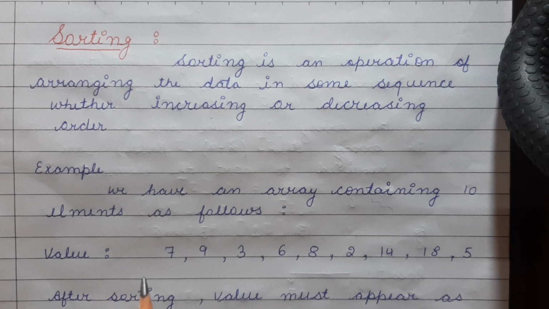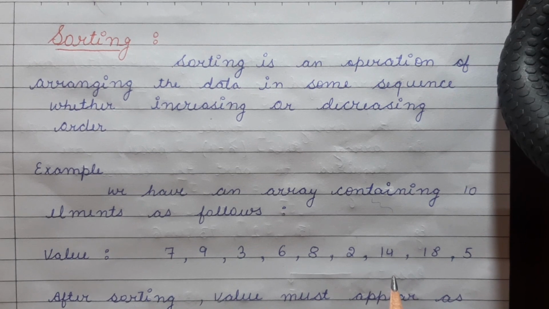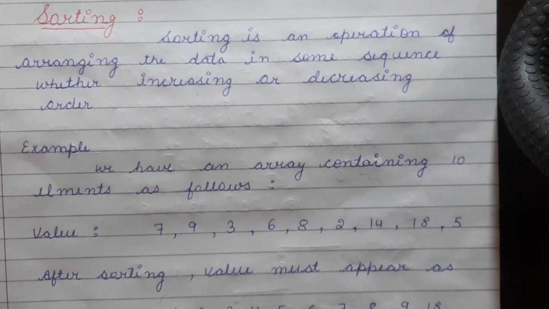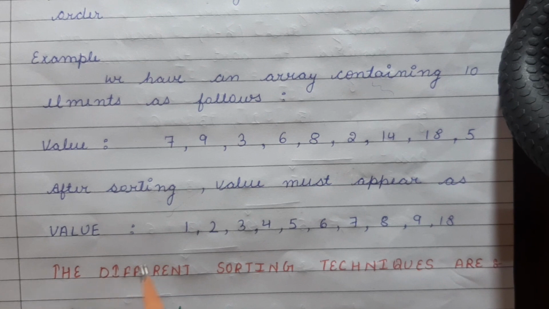For example, we have an array of 10 elements and the elements are 7, 9, 3, 6, 8, 2, 14, 18 and 5. If you analyze, these are random elements. Now after sorting, the elements appear in this way. First we have the smallest element, then a greater element and so on. If you analyze, all these elements are in ascending order.